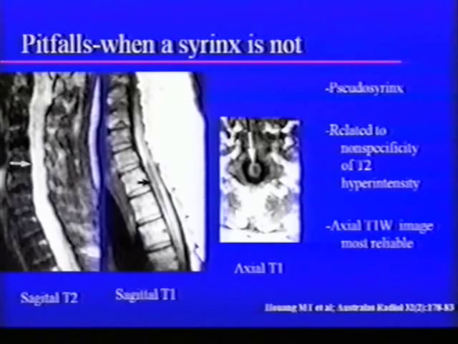The best way to differentiate if something is a syrinx or not is on the axial T1. As I told you, the sagittal T1, sometimes you'll be fooled by that truncation artifact. So I use the axial T1, we use that, and if the center cavity is the same signal as the fluid around the cord, that's when most folks are comfortable diagnosing a syrinx. Okay?